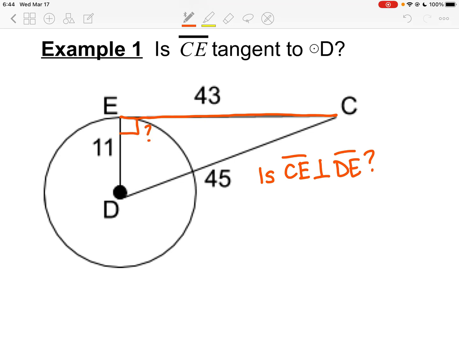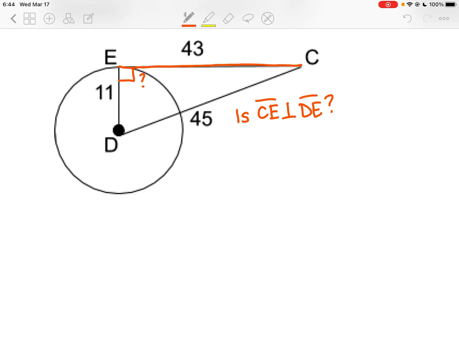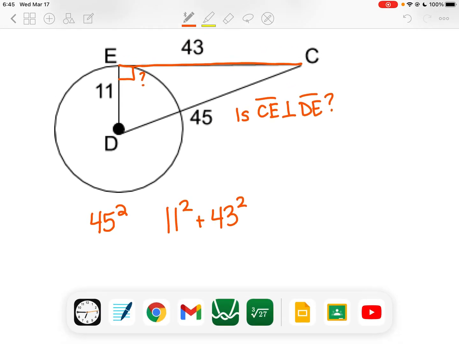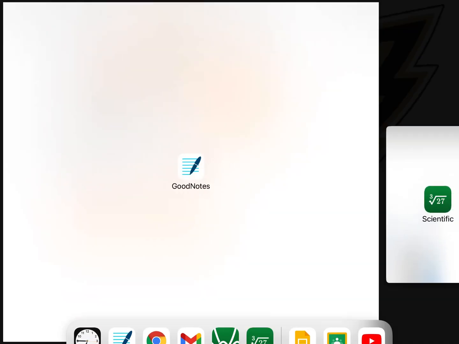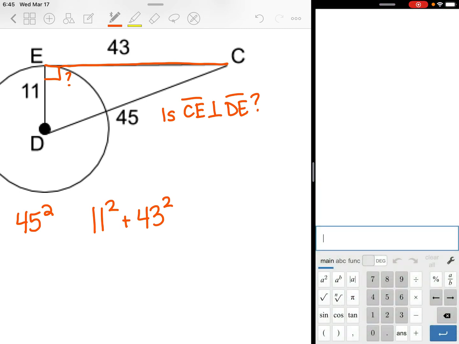To figure that out, I'm going to classify this triangle DEC. To classify a triangle, what we do is we compare the square of the longest side. So I'm going to do 45 squared, and I'm going to compare that to the sum of the squares of the other two sides, so 11 squared plus 43 squared. These are some pretty big numbers. I don't know off the top of my head what the square of 45 or the square of 43 is, so I'm going to pull up my calculator, and I can type those in.